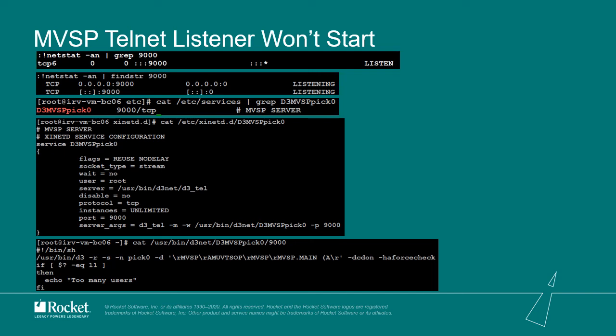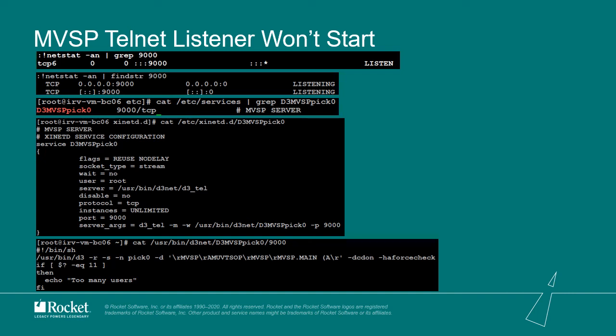Look at the etc services file and look for an entry for D3MVSP-pick0 as shown. If it's not there, add it. Make sure that there's a D3MVSP-pick0 file in the etc xinetd.d directory and make sure that it looks like the slide. In particular, that disable is set to no.